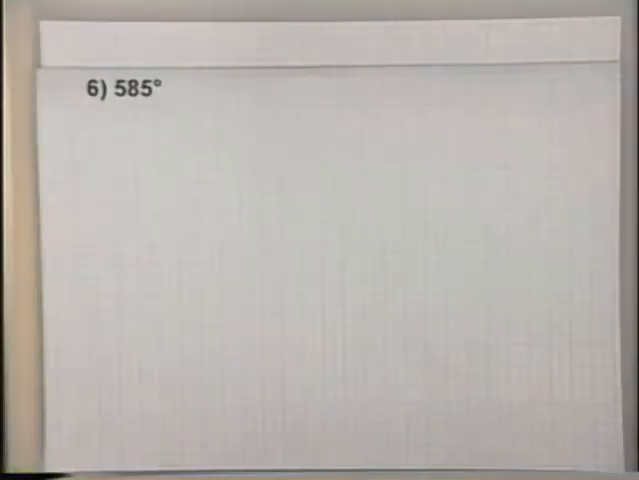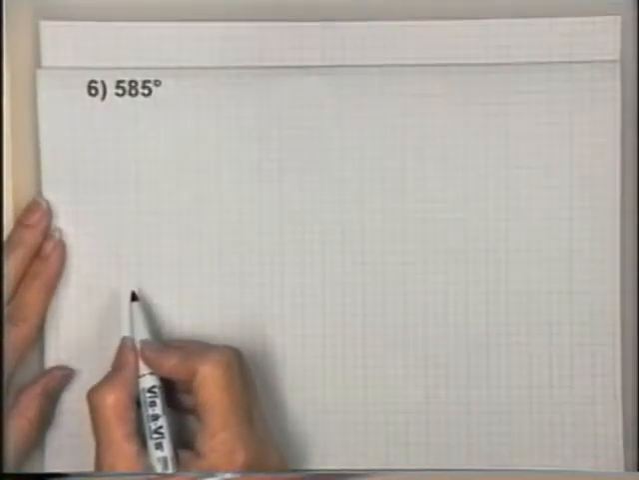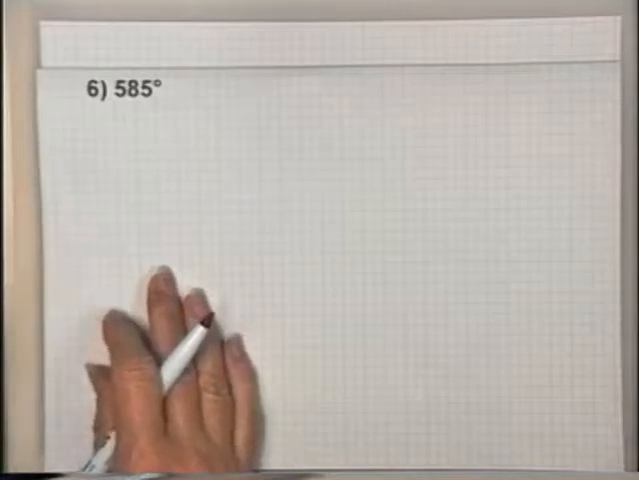All right, let's look at a different problem. We want to find the 6 trig functions for an angle that measures 585 degrees. Well, what we need to do first is find its reference angle, but notice that 585 degrees is not between 0 degrees and 360 degrees. So we will find the angle that's coterminal with 585 degrees between 0 degrees and 360.